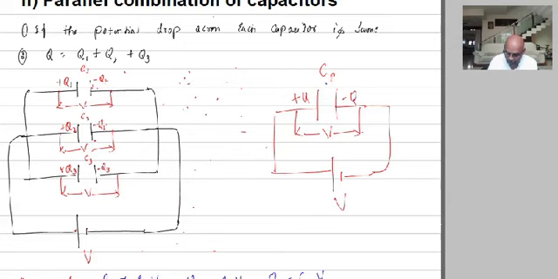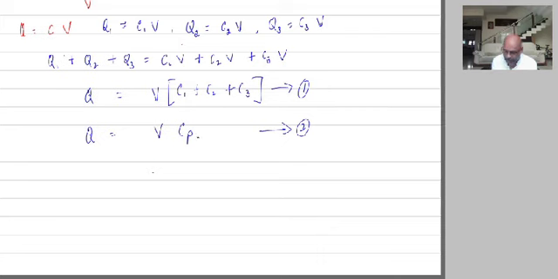Q2 is equal to V into C2. Q3 is equal to V into C3. Q is equal to V into Cp. Combining equations 1 and 2, you get Cp, the effective capacitance in parallel, is equal to C1 plus C2 plus C3. So this is the effective capacitance in parallel.